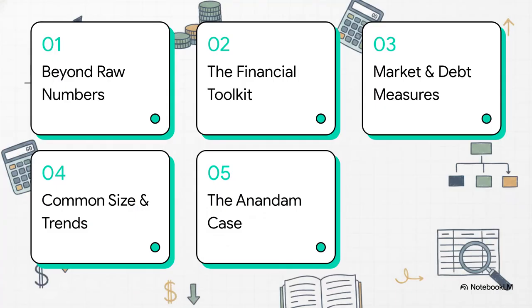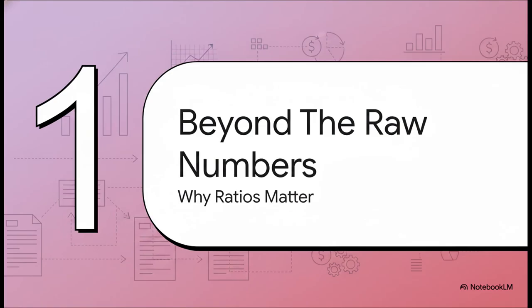Okay, let's dive right into this course syllabus. We'll start by looking at why we absolutely need to move beyond just the raw numbers, and then we'll open up the financial toolkit. After that, we'll examine market and debt measures, dive into common size and trend analysis, and finally wrap the whole thing up by prepping for the Anandam case study. So, let's kick things off with part 1, Beyond the Raw Numbers, Why Ratios Matter.